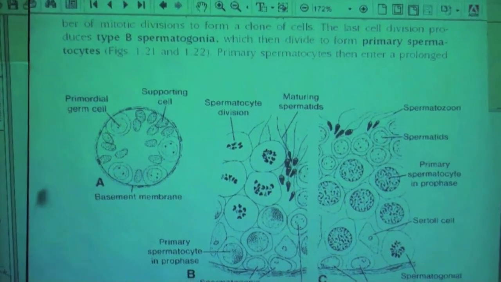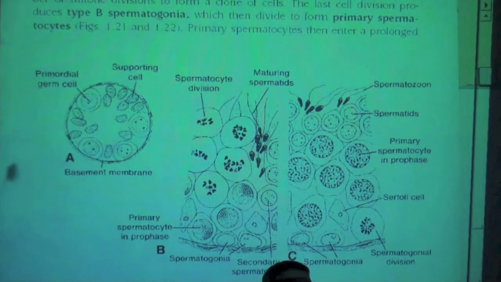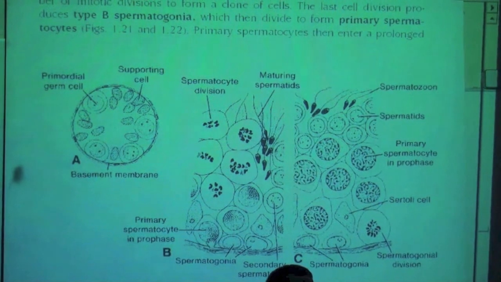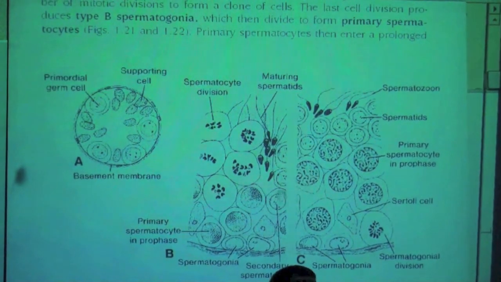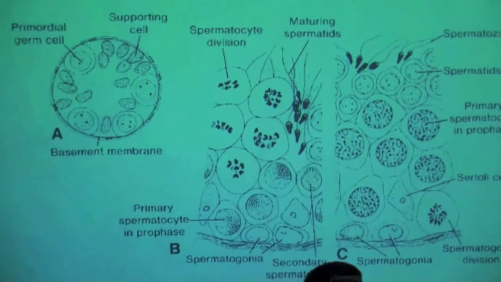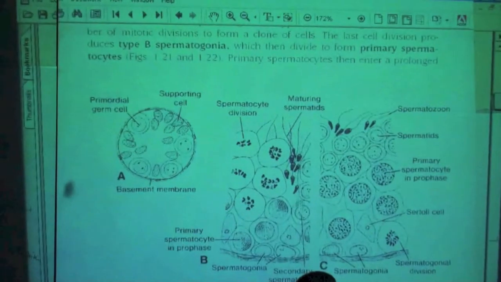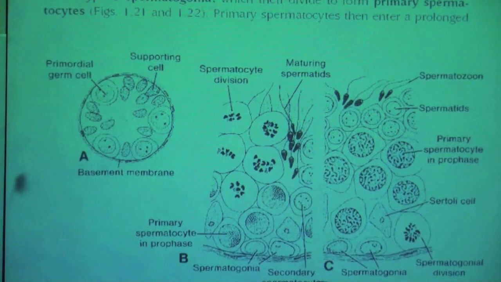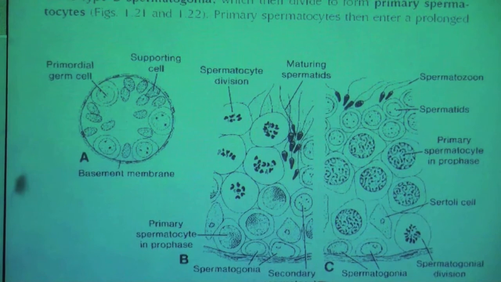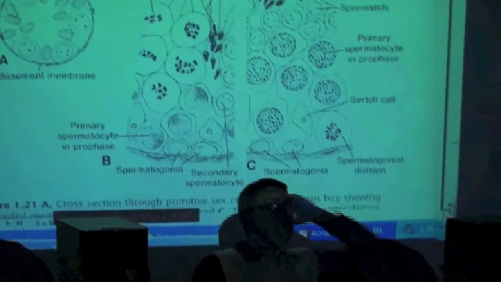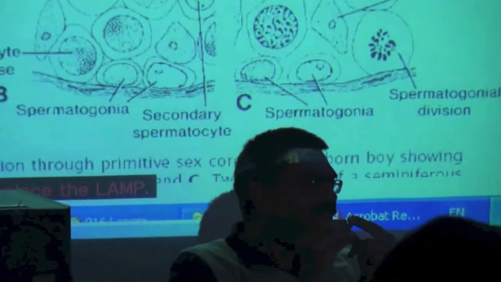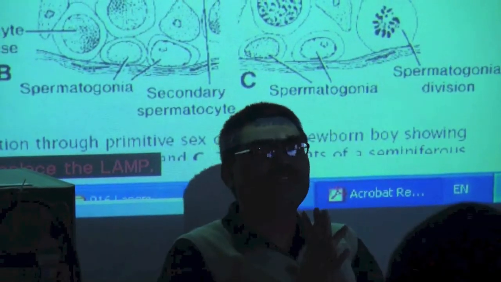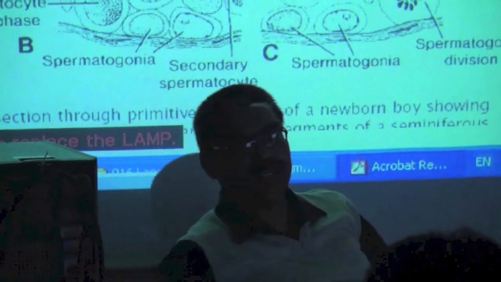Okay. Now here, this is a section from the testis, and it is showing you the whole testicular wall and different stages. Primary spermatocytes, then you can see some secondary spermatocytes here, and then secondary spermatocytes make spermatids. These are spermatids here. Secondary spermatocytes may not be seen because they are formed for a very small period and quickly become spermatids. Therefore, it is difficult to see secondary spermatocytes, but primary spermatocytes can be seen easily.